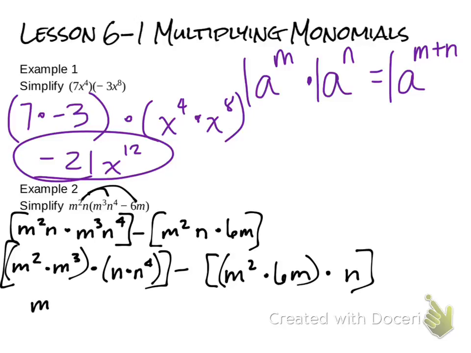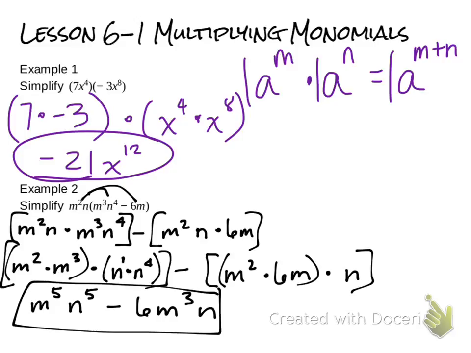So that gives me m to the 5th. I add those two, 2 plus 3. And then n to the 5th as well, because that's a 1 here. Remember, that's a 1. Then I have minus 6m to the 3rd power, and then I have n. Those two are not like terms, so they just stay there. These are called a binomial. So when you multiply monomials, you get a binomial.